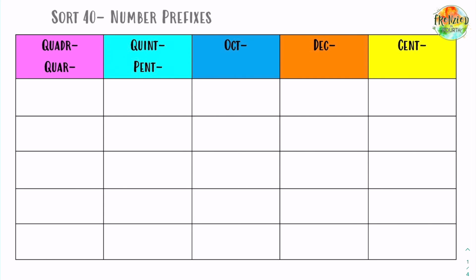This is Sort 40, Number Prefixes. We have 5 categories this week: quad, quint or pent, oct, dec, and cent, C-E-N-T. So for these, we have 5, but they're all number prefixes. Each of these prefixes is going to correspond with a particular number.